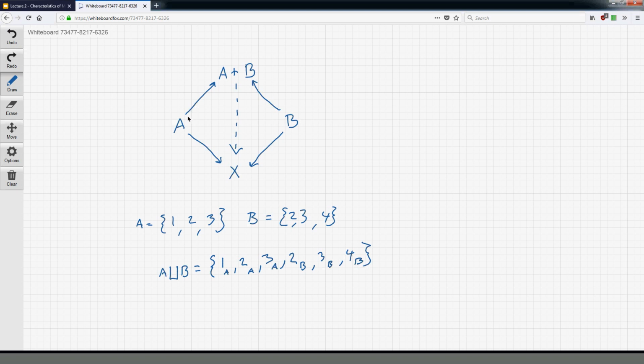And so these sort of injectors would essentially map 1 to 1A, 2 to 2A, 3 to 3A, and from this set, 2 to 2B, 3 to 3B, and 4 to 4B, right? So rather than considering the elements equal, it just duplicates them essentially.